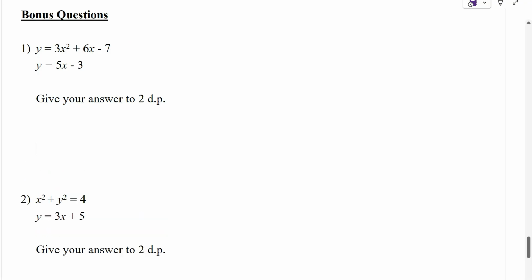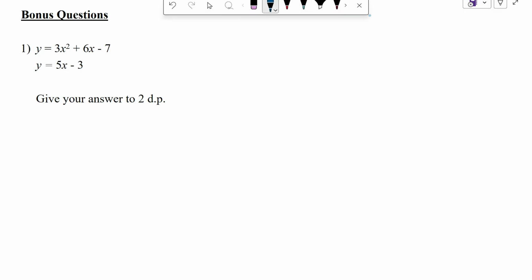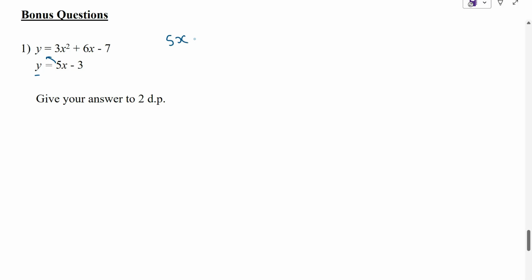Okay, so let's go through the first one. Same as all of the other questions, we've got our linear equation with y as the subject, so we're going to go ahead and substitute that into the first equation. So that will give us 5x minus 3 equals 3x squared plus 6x minus 7. Now we can take over these terms, so this equation equals 0.